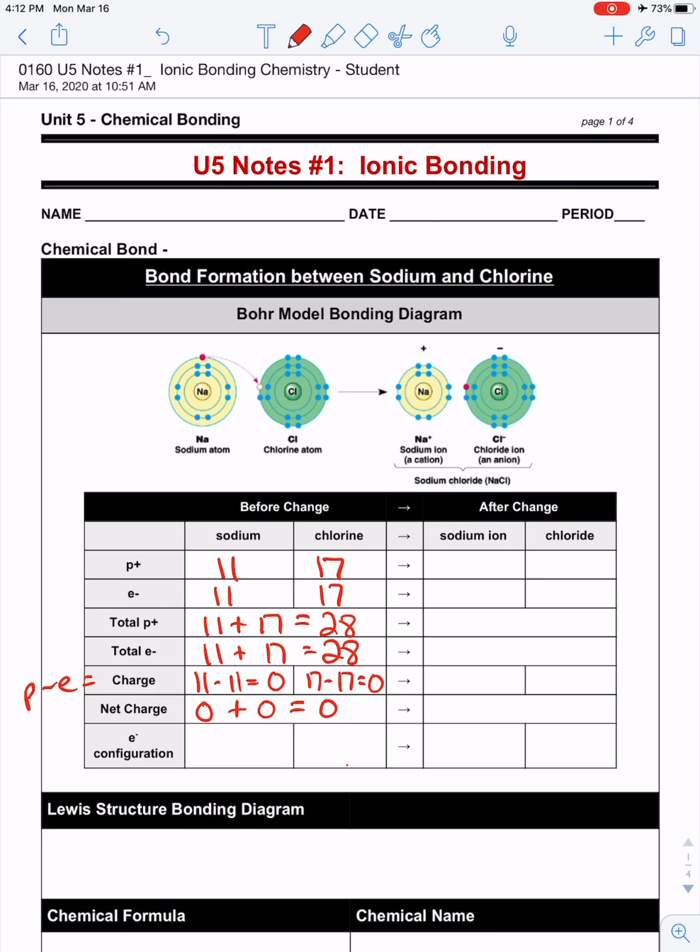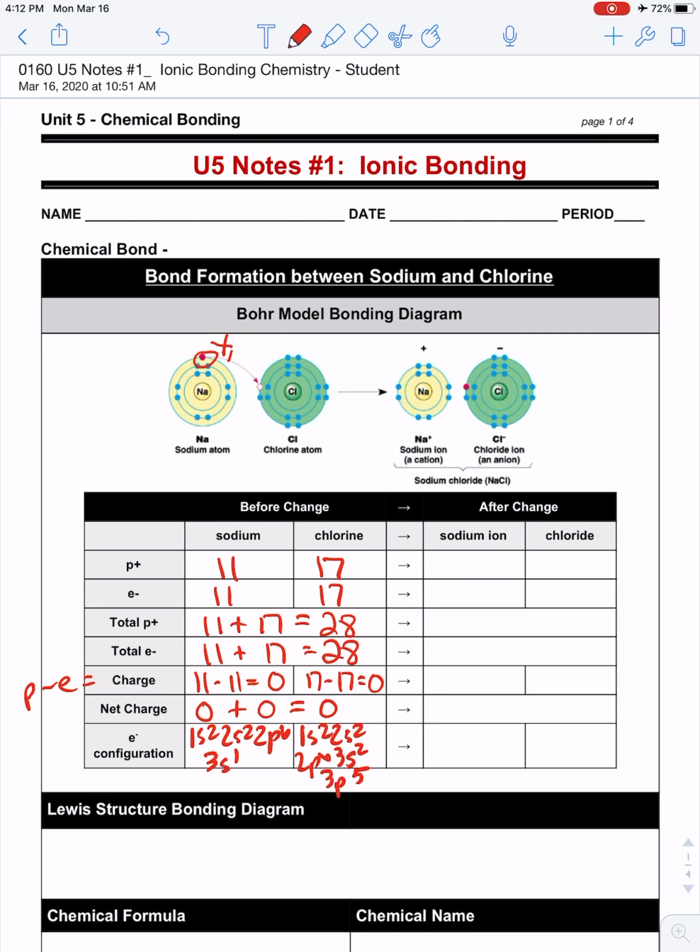Electron configuration for sodium is 1s2, 2s2, 2p6, 3s1. Electron configuration for chlorine is 1s2, 2s2, 2p6, 3s2, 3p5. So you can see that sodium has one valence electron right here, and chlorine has 7, so it needs to gain 1 while sodium wants to lose 1. So that is exactly what occurs between a sodium and a chlorine atom.